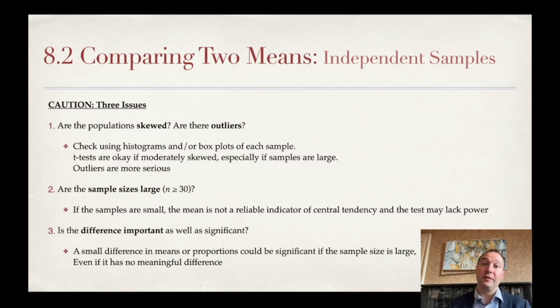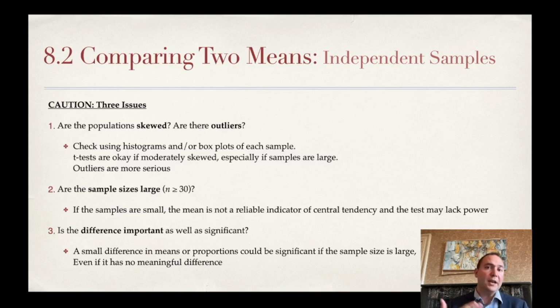Now, be careful of these three things. Are the populations skewed? Are there outliers in your data? You can use histograms or box plots to check if you have some outliers or a heavy skewness in your sample. Check if your sample sizes are large or not. If your sample sizes are very small, the mean is not very reliable and it may lack statistical power. Is the difference important as well as significant?